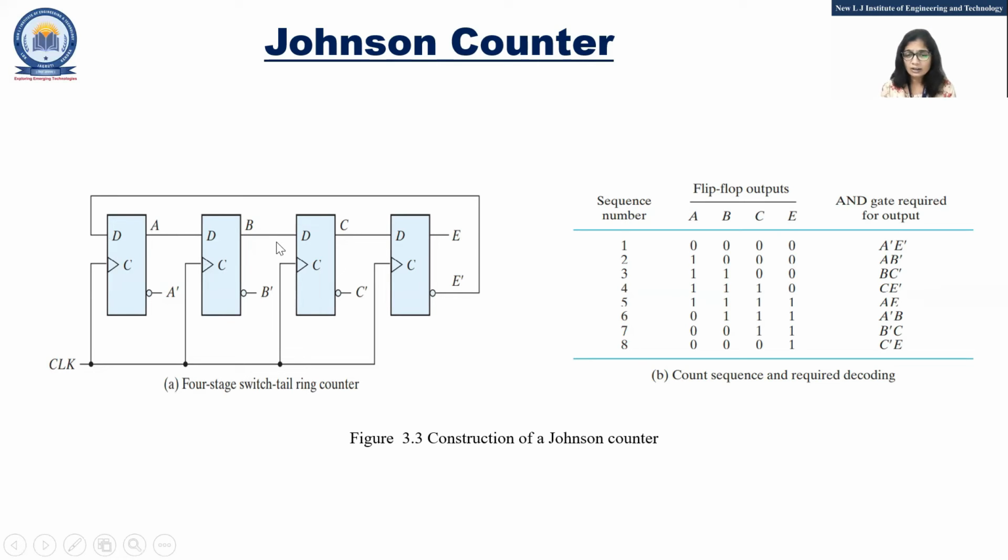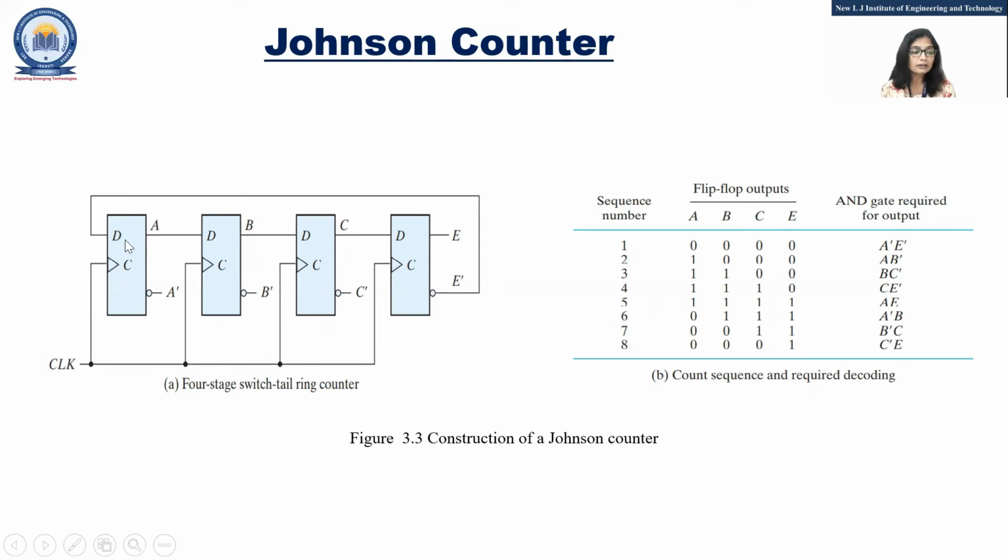Then again it will follow the seesaw operation. So this 0 will be shifting here, but you can see here I am applying E bar to this D. So first clock I have 0, 0, 0, 0. But in the next clock, what happened? This is 1, this is 0. So E dash will be 1.